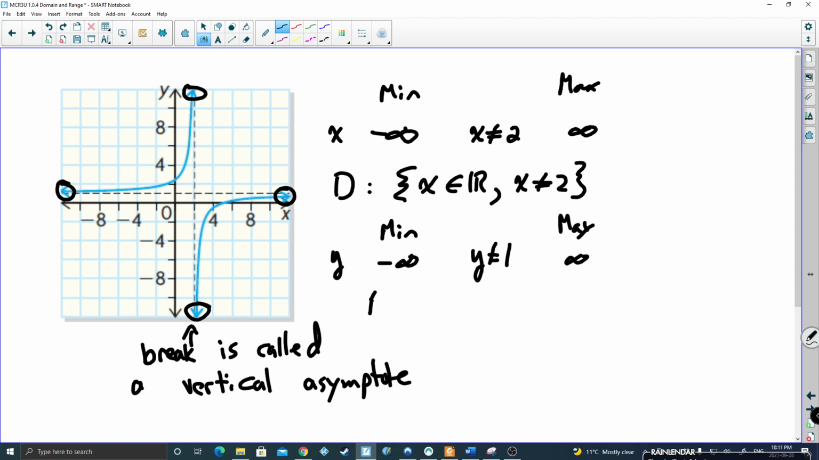And then we write our range. It's going to look very similar to our domain. We say y is an element of R, and y can't be equal to 1.